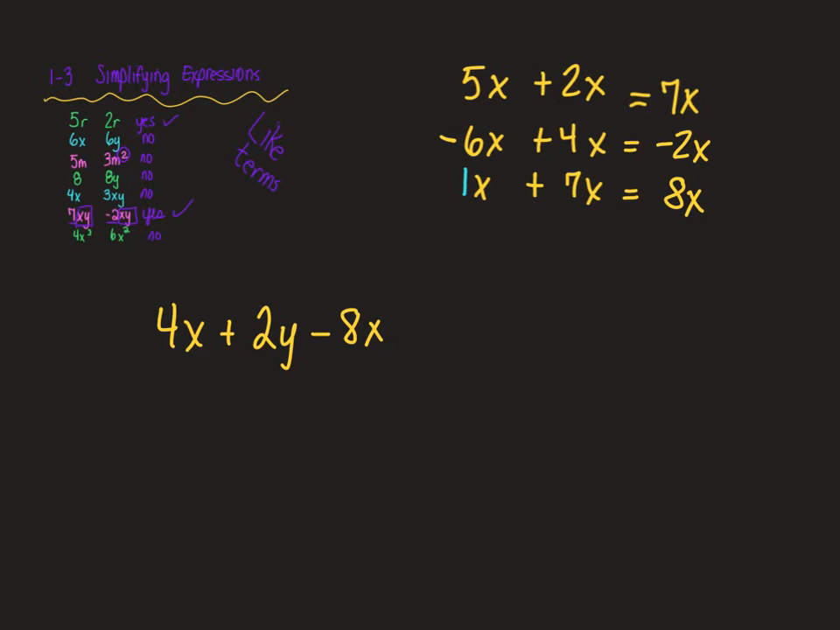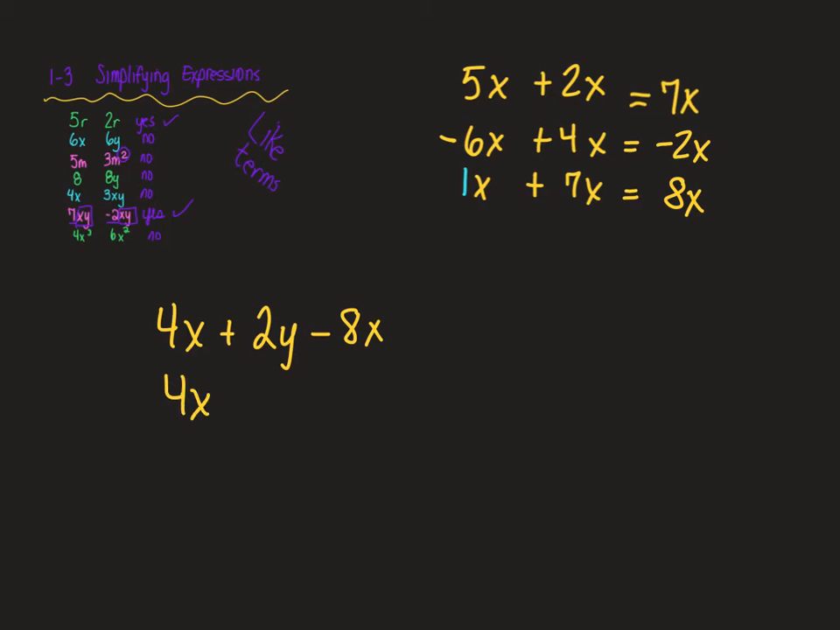All right, in this next example, I have 3 terms: 1, 2, 3. This term has an x, this term has a y, this term has an x. I can only add and subtract like terms. If the terms are like, I can add and subtract them. I'm going to color code this so that it helps us a little bit.